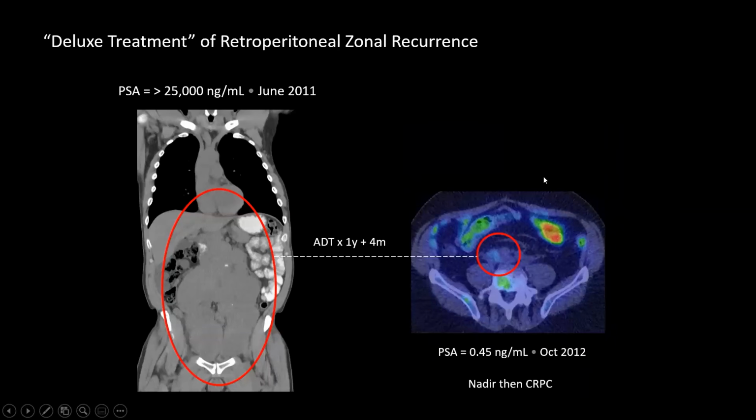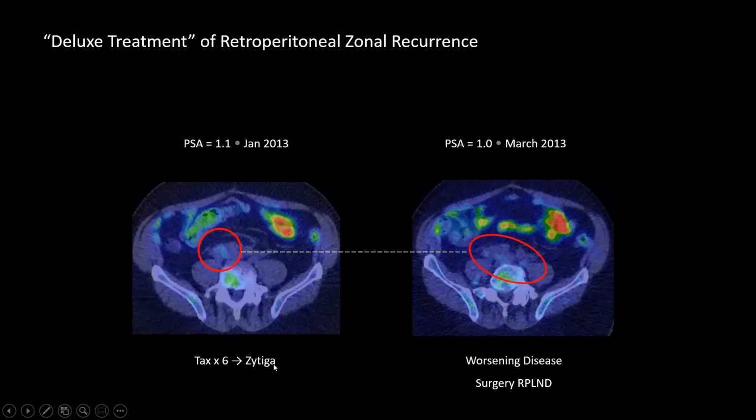Likewise, this is a gentleman that was sent to me by my colleague, Dr. Carnes. Dr. Carnes is a surgeon here, but he thought that this was even beyond his incredible skills as a surgeon. PSA 25,000. The gentleman was in liver failure, bowel obstruction, kidney failure. So we treated him with hormone therapy. We treated him with chemotherapy. We treated him with abiraterone.